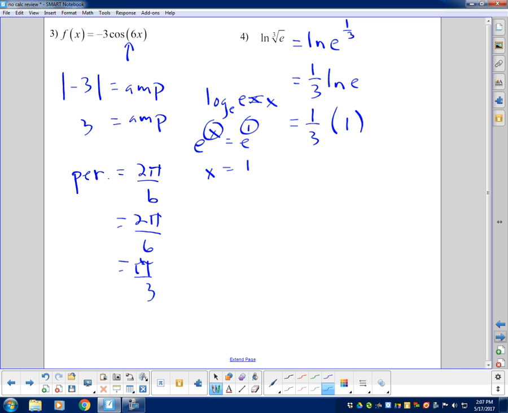But think of this as ln of e is the same as log base e of e. Set that equal to x. Use your definition. e to what power equals e to the first. x would have to equal 1. So ln of e is 1. So this equals 1/3.